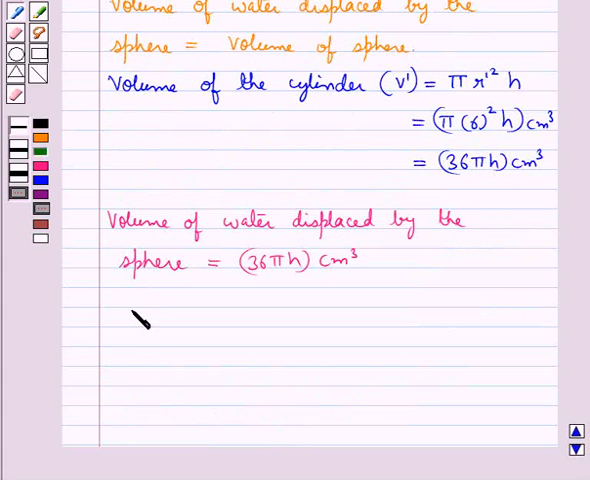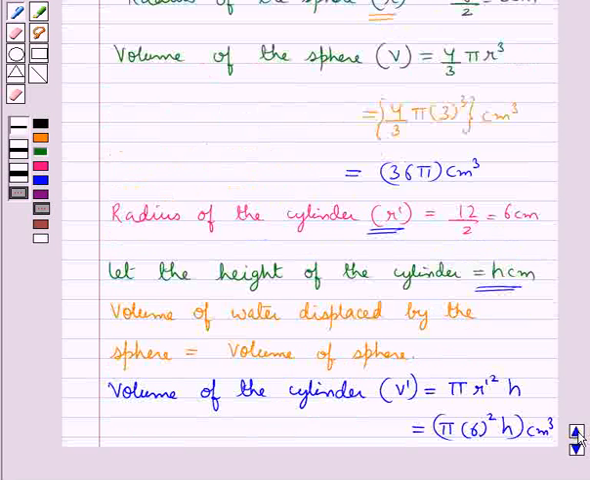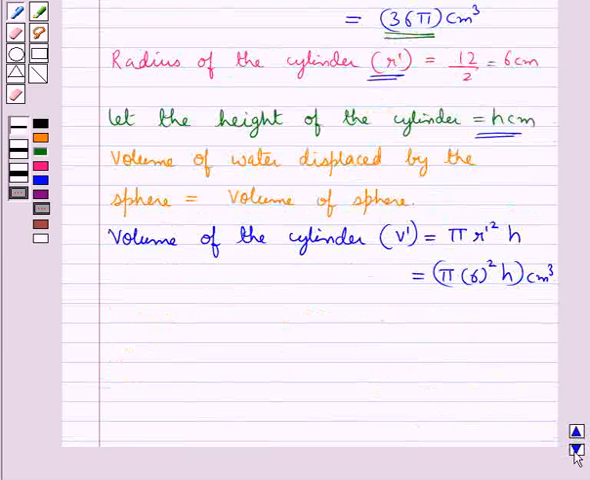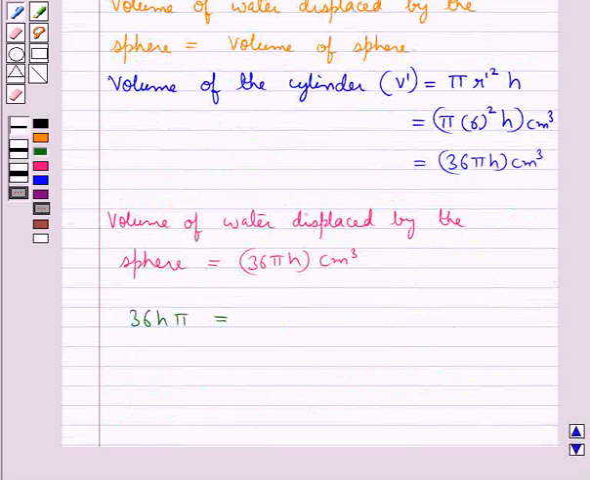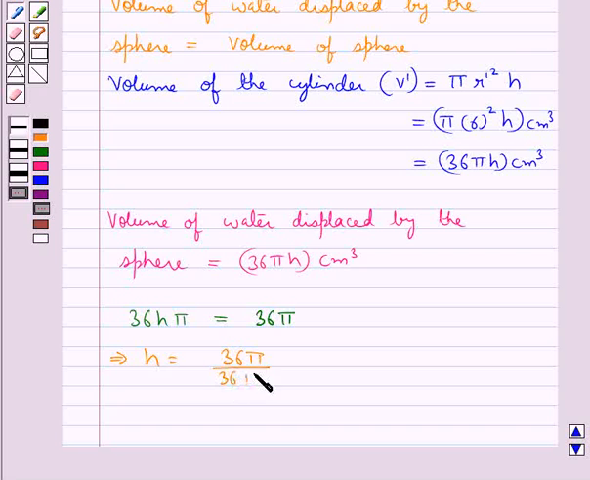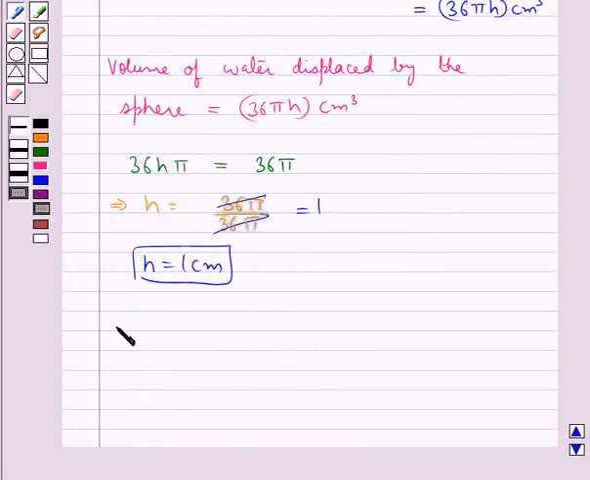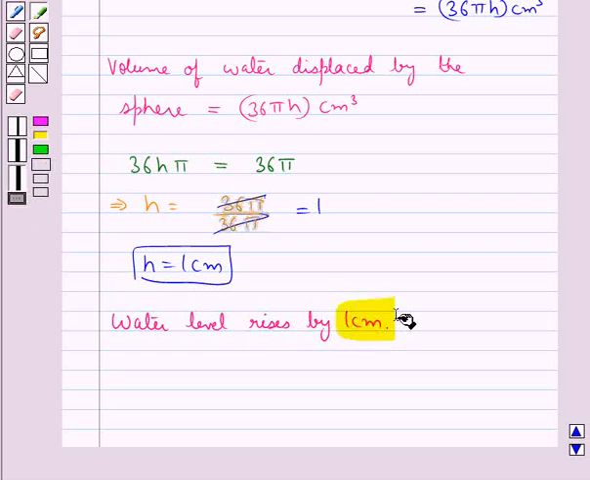So you have 36h into pi is equal to the volume of the sphere, which is 36 pi. So from here we have h is equal to 36 pi upon 36 pi. So this is equal to 1. That is, we have h is equal to 1 centimeter. Thus we say the water level rises by 1 centimeter. So this is the final answer.